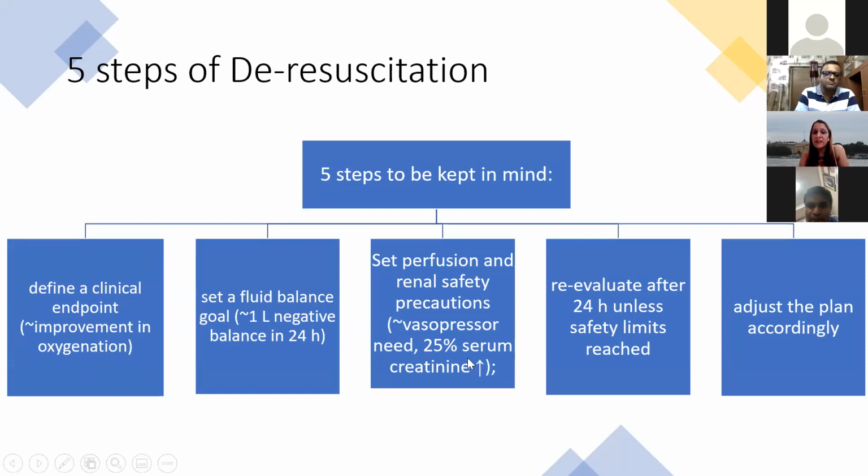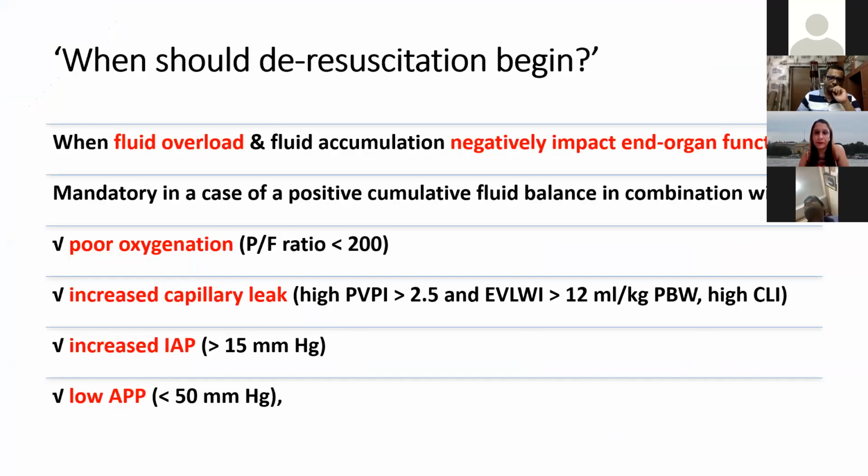Set perfusion and renal safety precautions. Once we have started with de-resuscitation, patients might go into hypovolemia. So we have to be very sure, we have to look at the renal safety parameters also, like, supposedly, a 25% increase in the serum creatinine. That will suggest that we have to stop de-resuscitation. And reevaluate every 24 hours unless the safety limits are reached. And then accordingly, we have to plan.